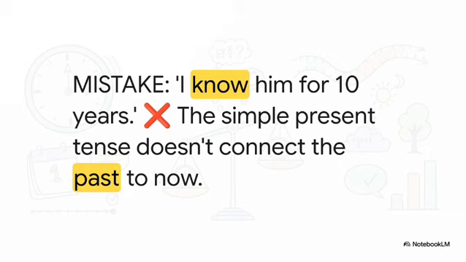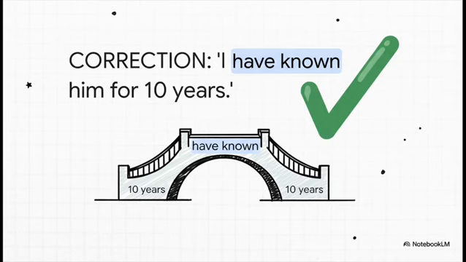And here's that exact same verb trap again. For 10 years is perfectly correct, it's a duration. But the verb know is in the simple present. It doesn't connect the past to the present. The fix is to build that bridge again. I have known him for 10 years. That little have is so powerful. It tells us the knowing started a decade ago and is still true today.